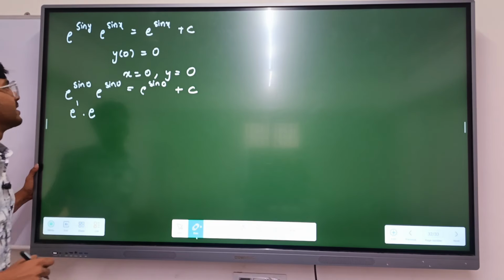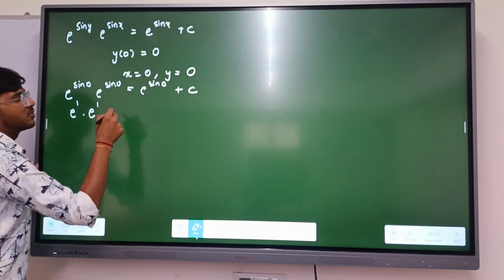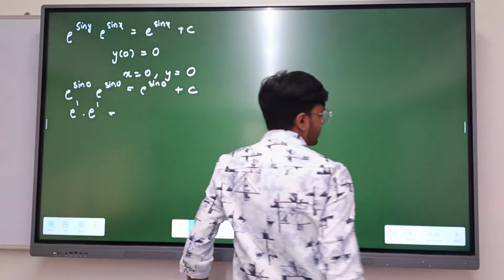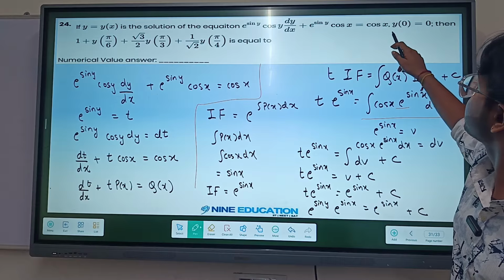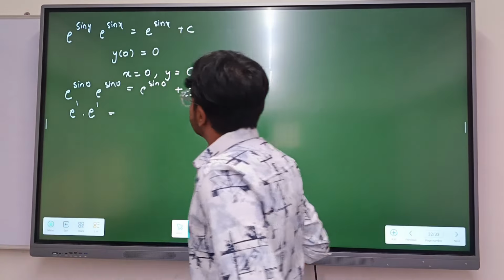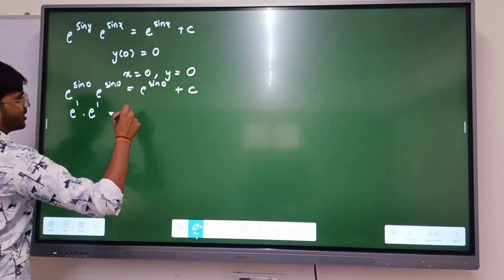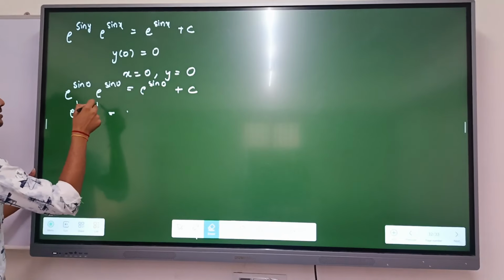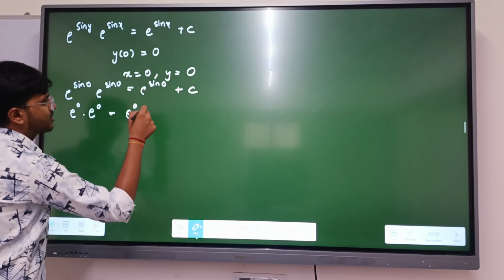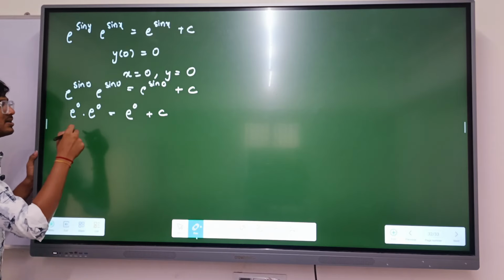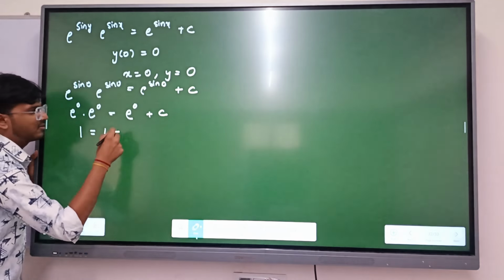And e power sine 0 again. Sine 0 is 0, so e power 0 is 1. What is asked of you? y of 0 is 0, equal to e power sine 0, which is 0, e power 0 plus c. So e power 0, which is 1, equals 1 plus c.